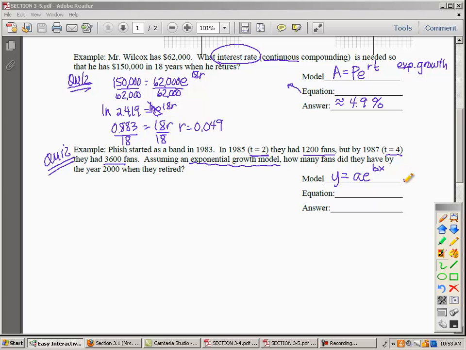Assuming exponential growth, the question is how many fans will they have in 2000? And I'm going to put a time on that in a second because this is pretty important. This is a time of, if I started in 83, a time of 17.